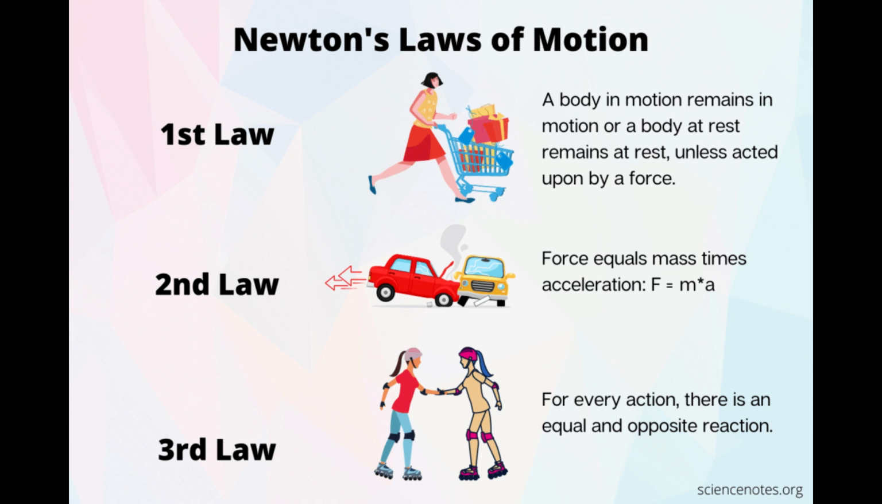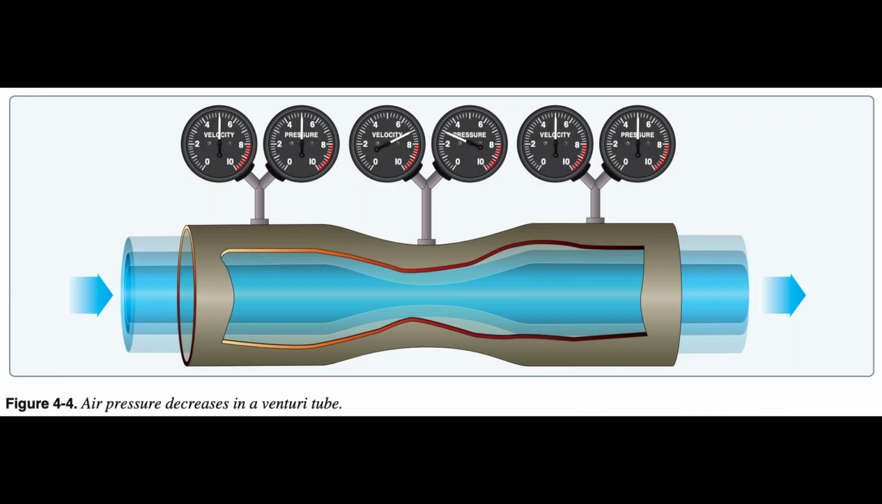Bernoulli's principle of differential pressure. A half-century after Newton formulated his laws, Daniel Bernoulli, a Swiss mathematician, explained how the pressure of a moving fluid, liquid or gas, varies with its speed of motion. Bernoulli's principle states that as the velocity of a moving fluid, liquid or gas, increases, the pressure within the fluid decreases. This principle explains what happens to air passing over the curved top of the airplane wing.